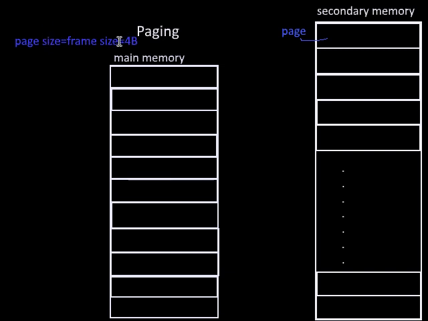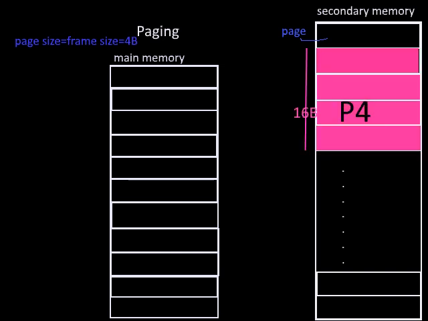Assume the page size is 4 bytes, hence each page can hold 4 bytes, and the frame size is also the same, 4 bytes. Now suppose we have one process P4 residing in the secondary memory. The size of the process is 16 bytes. The size of each page is 4 bytes. So how many pages will be required for this process? 16 by 4, so 4 pages will be required. Hence, the process P4 will cover 4 pages of the secondary memory. We can name them page 0, page 1, page 2, and page 3.